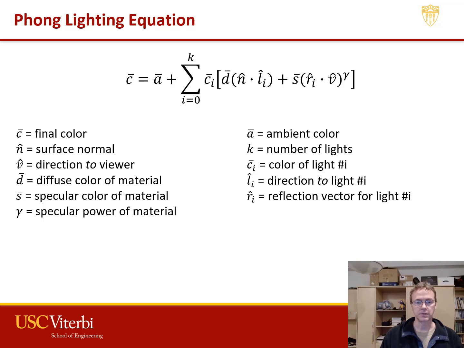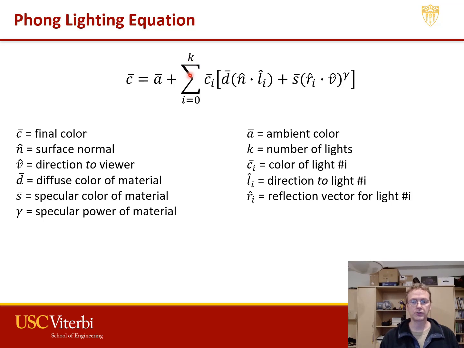What are all the terms? This C vector is the final color. That's the color you're going to return from your pixel shader. That's the color that we got. The A vector, that's the ambient term. So, like we said, we're just going to add that on. You can add it at the beginning, you can add it at the end, whatever, just add it on.